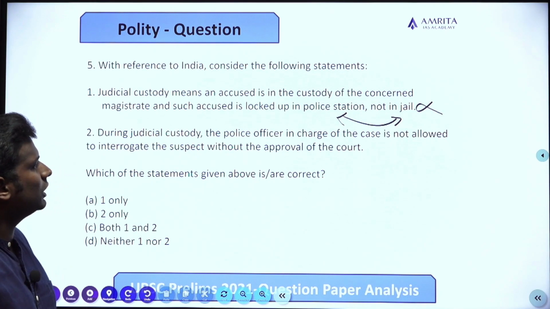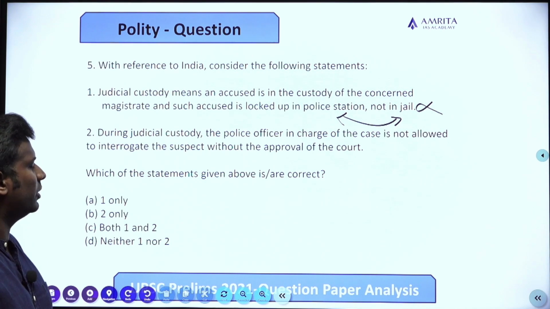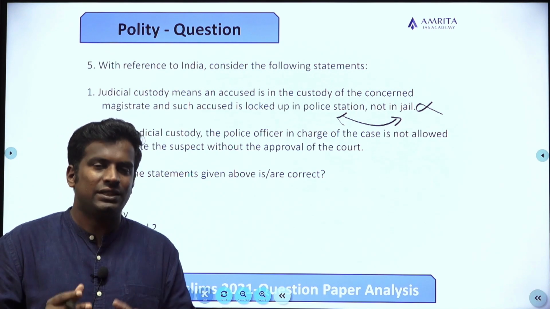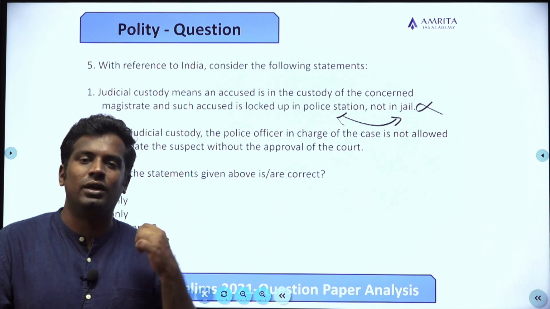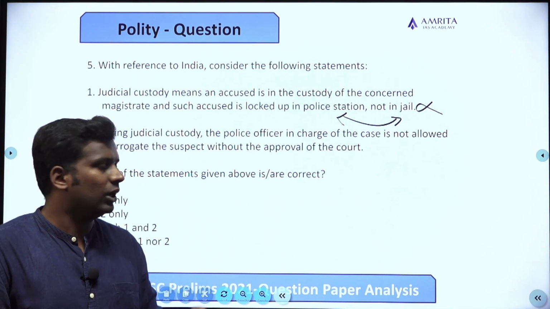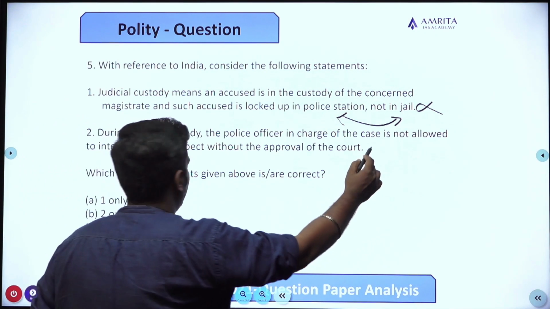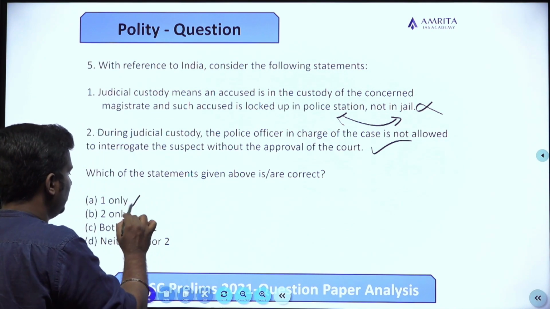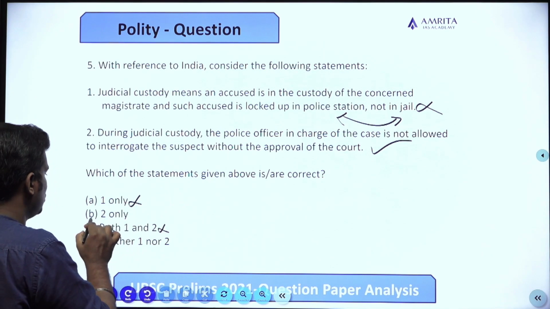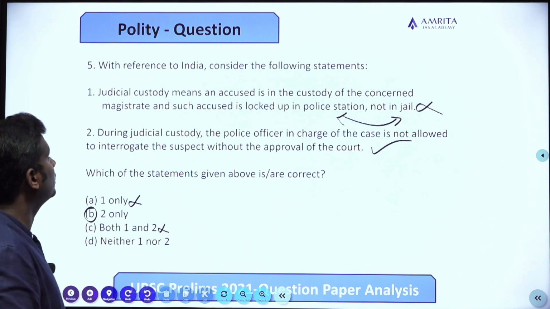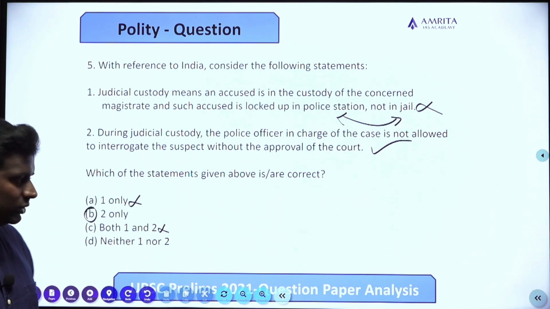Second statement, during judicial custody, the police officer in charge of the case is not allowed to interrogate the suspect without the approval of the court. Yes, that is right. That is absolutely true. The second statement is right. Keeping this into account, the first statement is wrong and the second is right. So the answer is option B, 2 only, with regards to question number 5. Okay, so we'll go for the next question.